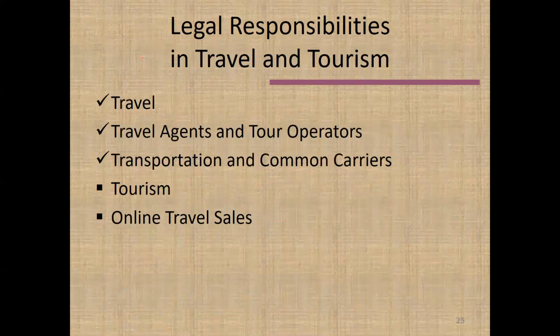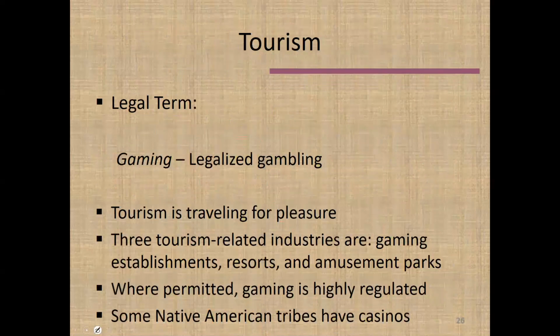So we've talked about travel generally, we've talked about travel agents and tour operators, and then we've talked about common carriers. We're going to switch gears a little bit and talk about tourism, which of course is travel for pleasure. One category of travel for pleasure is traveling for gaming. We think about maybe Atlantic City or Las Vegas, or perhaps Choctaw Casino just north of here. Gaming, of course, is where we have legalized gambling.